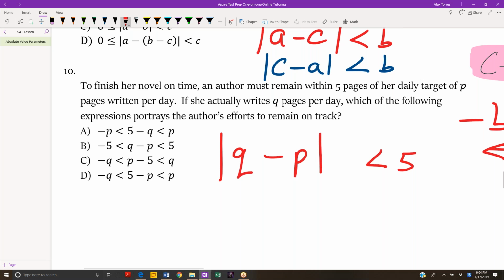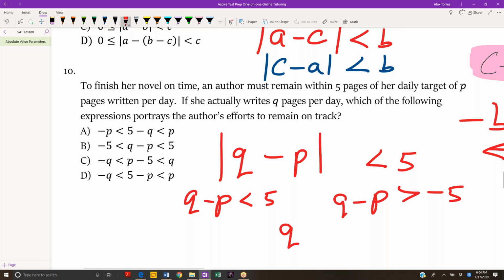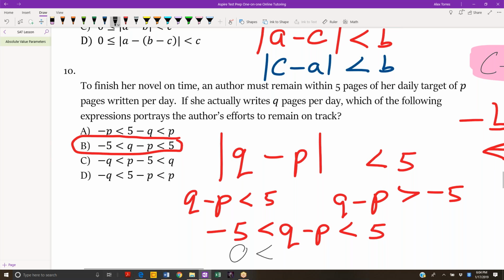So now to solve this, we would say Q minus P is less than 5, Q minus P is greater than -5. Now putting that all together, you still have the Q minus P, but you've got it less than 5, greater than -5, and that is exactly this answer. So just like on question number 9, if we had a 0 right here, that would be the same thing. You wouldn't be offered both, but you'd be offered one of those two statements as an answer.